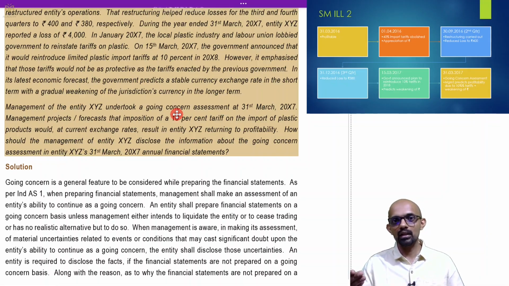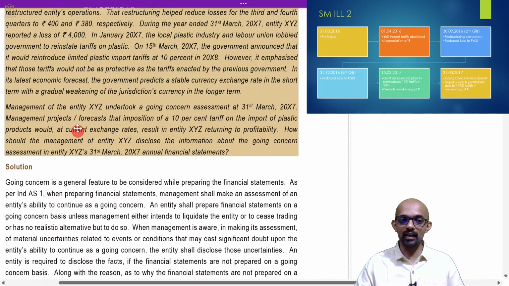So we all know when the currency appreciates, that means the rupee becomes stronger, you pay less rupee per unit of foreign currency, and imports become cheaper. We are expecting it to weaken. So when it weakens, that means you have to pay more rupee per unit of foreign currency. That means imports will become costlier.